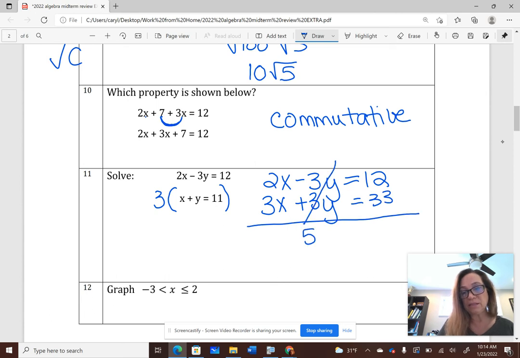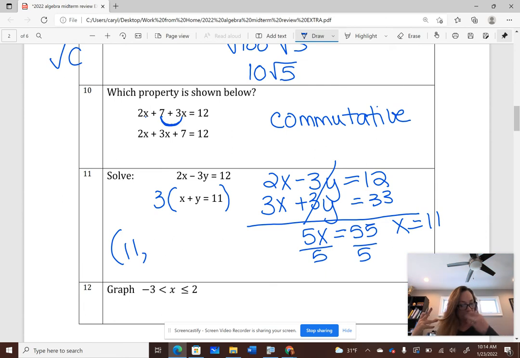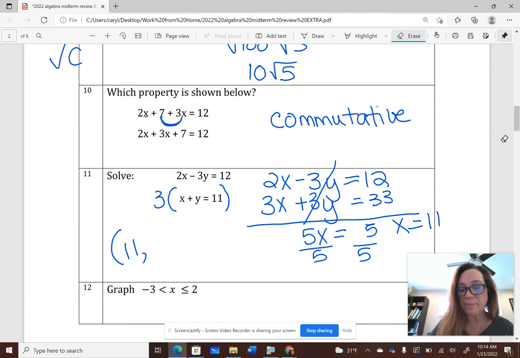Those canceled, so I get 5x equals 55. Divide by 5, and I get x equals 11. Again, that might be enough for multiple choice, but technically, oh, I added wrong. Hold on one second. Eraser again. Boy, I'm so glad I'm picking up these mistakes quickly.